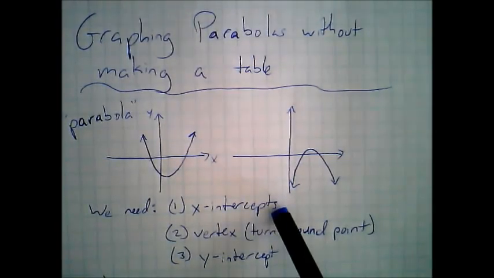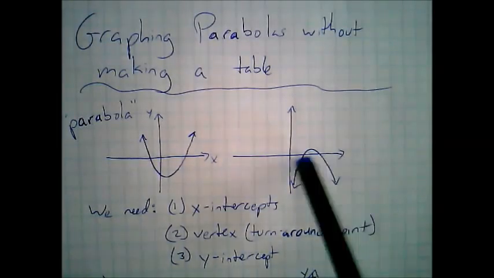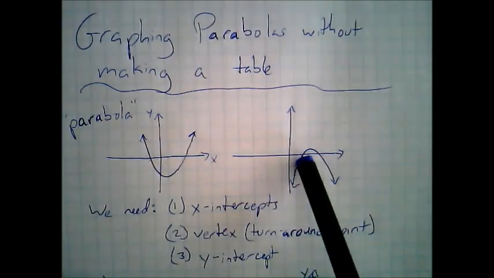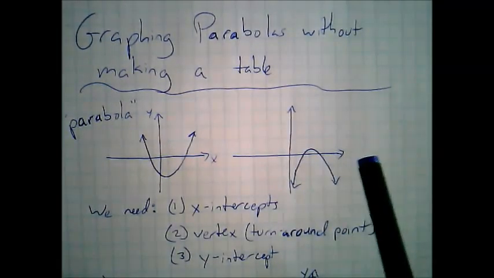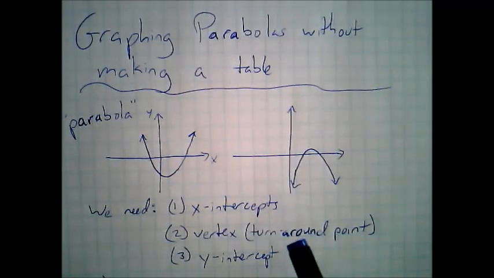The first thing we need are the x-intercepts. That means, where does our parabola cross the x-axis? Where is our bungee jumper on the bridge, or where is our water balloon on the ground? We want to know where we start and where we end, where the water balloon starts and where it lands. That's what the x-intercepts are, where our parabola crosses the x-axis.